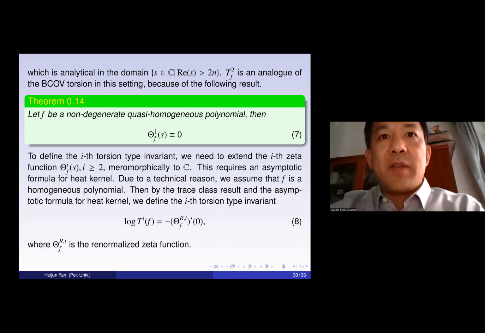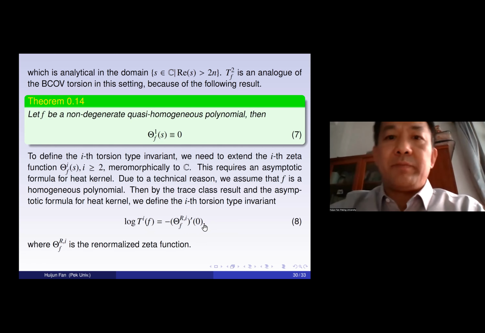invariance, because we can renormalize, because we want to extend the zeta function analytically to the whole space C. And we use the asymptotic behavior to renormalize the zeta function, such that the renormalized zeta function is analytical at the region. And then we define the torsion type invariance in this way as usual.